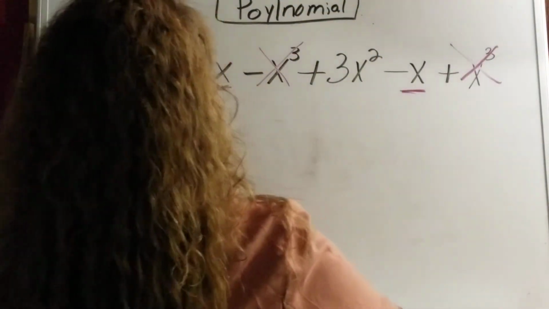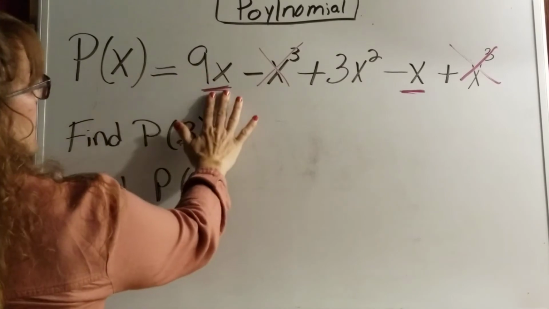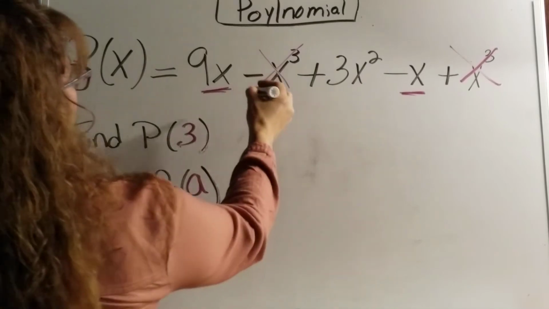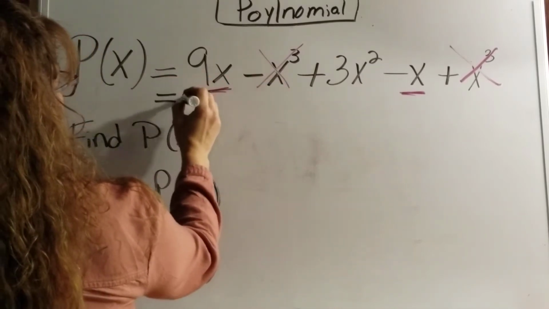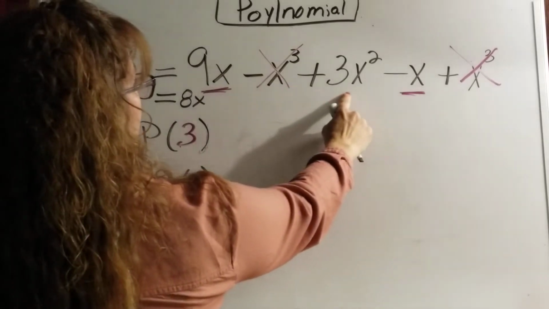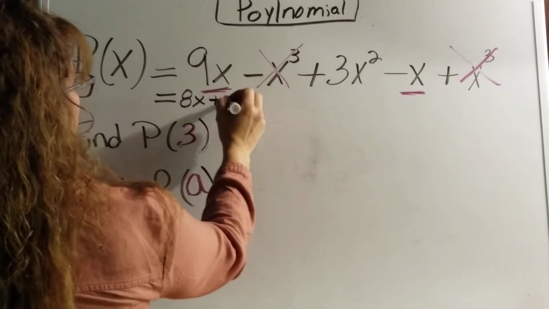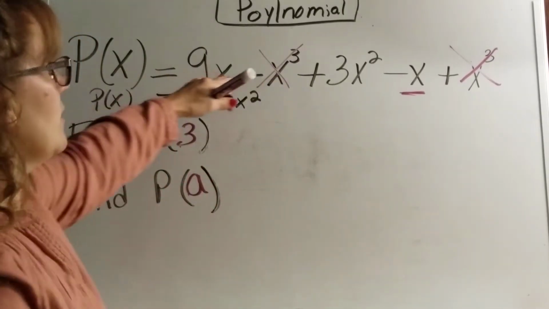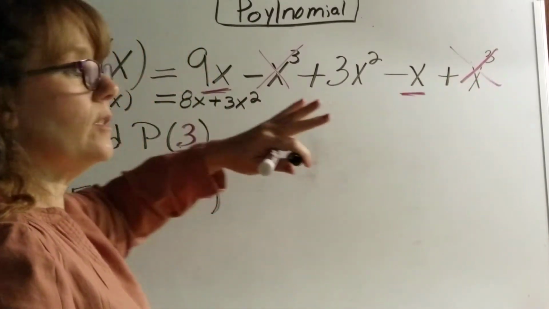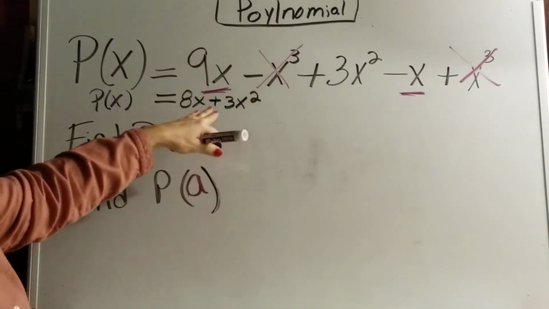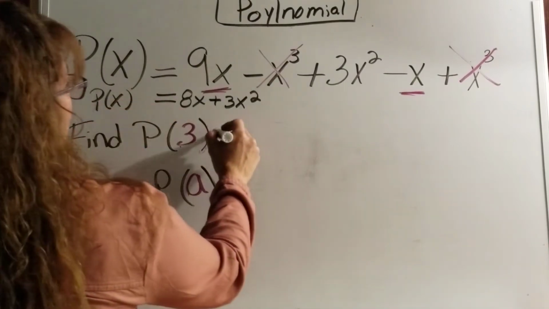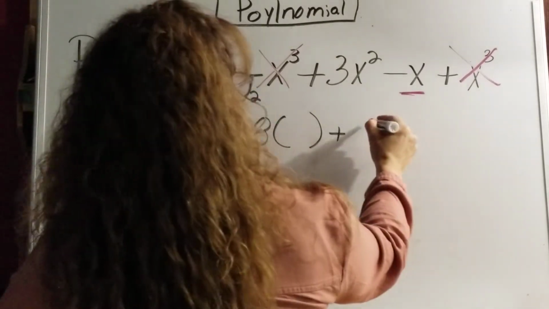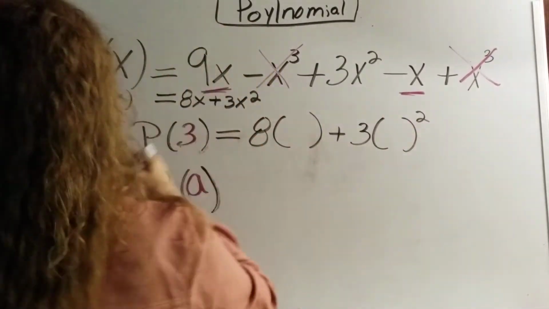So now let's rewrite this. We have 9x minus 1x, meaning I had $9, I spent $1. So now I have 8x, and then that leaves me with just 3x squared. So this is going to be my new p of x function. It's the same function as this equation, but it's just a little bit nicer and neater, so my equation is more durable. So I'm going to take this one here, and everywhere I see x, I'm going to put in this 3.